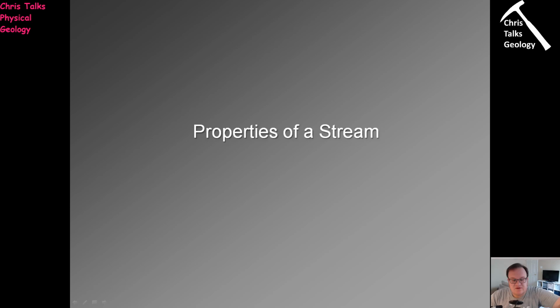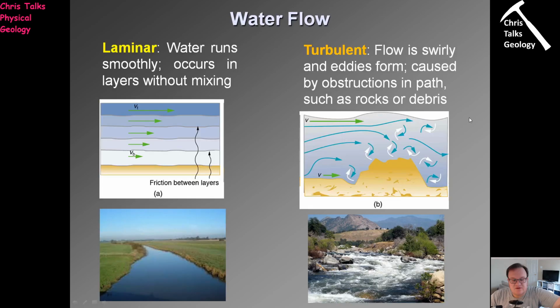Alright, so now we're going to think about the properties of the streams or rivers themselves. To begin with, let's think about how the water is moving. The first type of method through which the water can move in a river is through laminar flow. Laminar flow occurs in rivers that have smooth banks and beds.